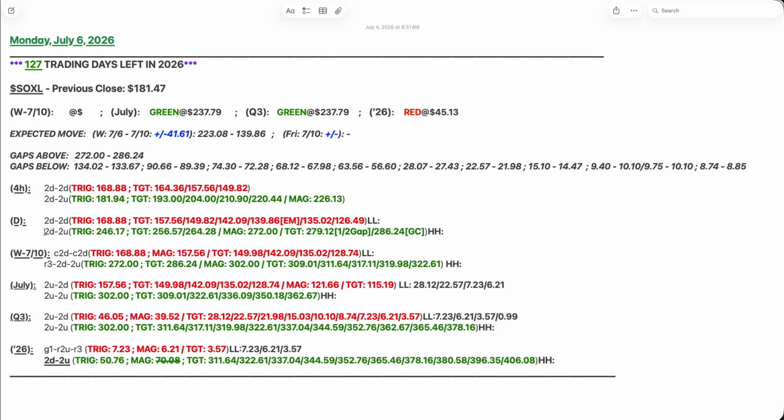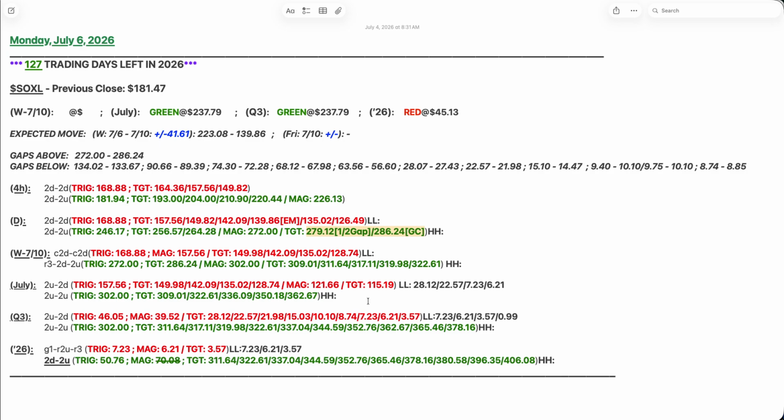Like we talked about earlier, the market maker's expected move for the week is 41.61, giving us an expected range of 223.08 to 139.86, and we know there's a pretty big gap above at 272 to 286, and then there's multiple gaps to the downside that we've left on this big run to the upside. From the scalping perspective, we talked about higher lows at or above opening print. We want to look to get into calls, targeting overnight high and previous high day, or lower highs at or below opening print, we want to get into puts, targeting overnight low and previous low day.